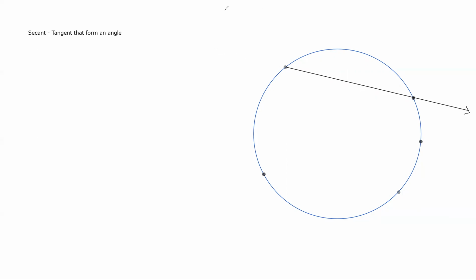Now let's get our tangent in there. So our tangent crosses the circle at 1 point. And there we go. And these are both lines. They have arrowheads on the end, but I'm a little off to the corner of my page.